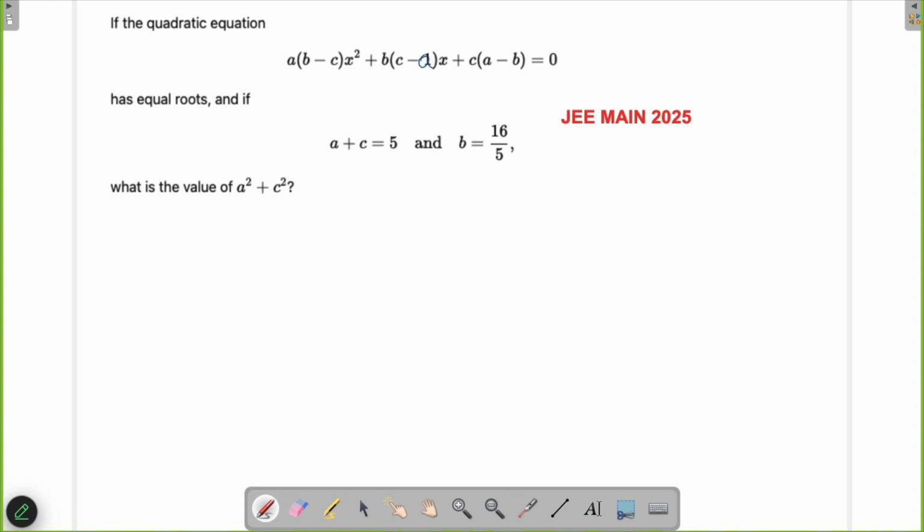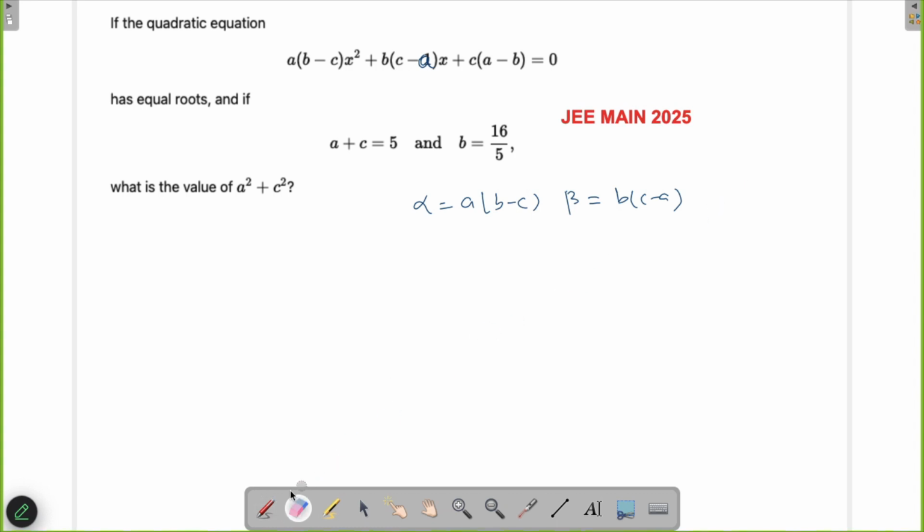So the first information is that this quadratic equation has equal roots, meaning that the discriminant would be 0. And we could go ahead and do this, but if you do the calculation using these expressions, it will be really tough. So instead, we should just observe this. Let me assume a times (b minus c) to be alpha, b times (c minus a) as beta, and c times (a minus b) as gamma, right?